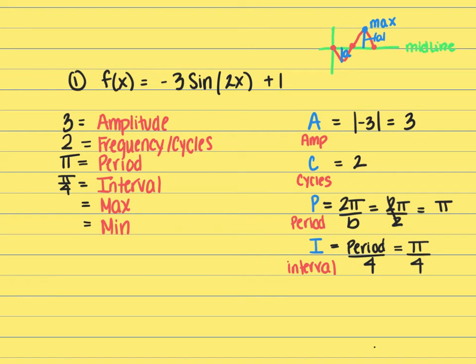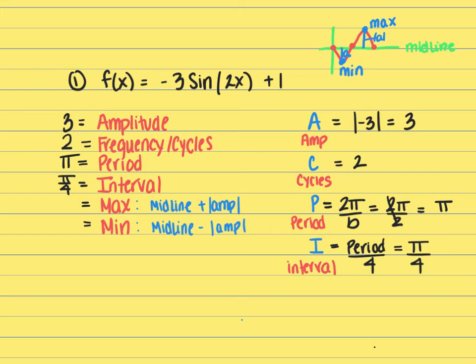So midline, take away the amplitude, you'll get our minimum. So I kind of just derived the two formulas. Max is defined as the midline plus the amplitude. Now I'm just going to make sure we know to take the absolute value. And the minimum value is found by taking the midline and subtracting the amplitude.